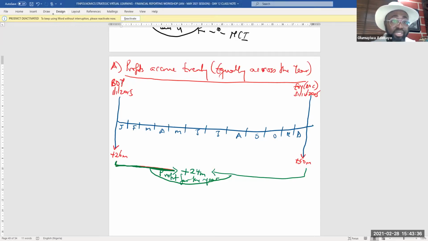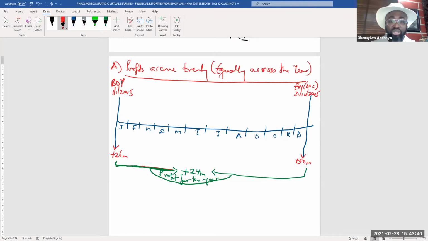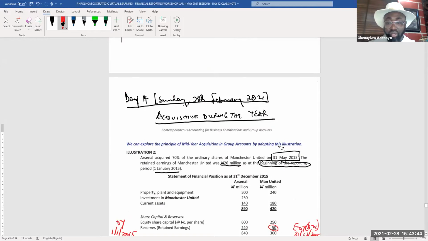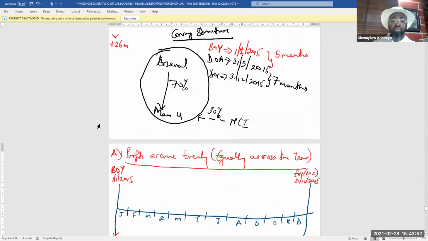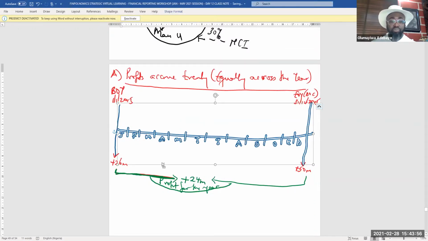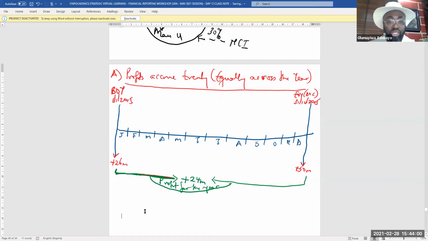Now, when did the acquisition take place? The acquisition took place on the 31st of May, 2015. Let's trace it out. This will have been 1st of January. This will have been 31st of January, which is 1st of February. This will have been 28th of February. This will have been 1st of March. This will have been 31st of March, which is 1st of April. This will have been 30th of April, which is 1st of May. And this will have been 31st of May.